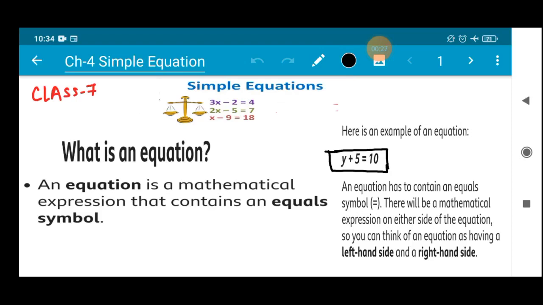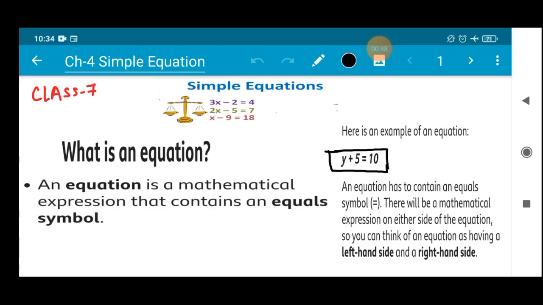But you also know what an equation is. Since class 6, you have done this topic called equation. So let us discuss this equation in a more detailed manner in this class, and you will be touching the equation chapter in more detail and in a clear manner. Okay, so the question is, what is an equation?